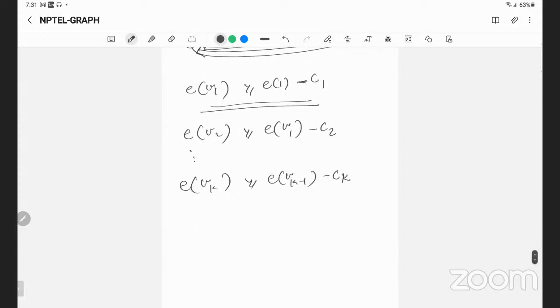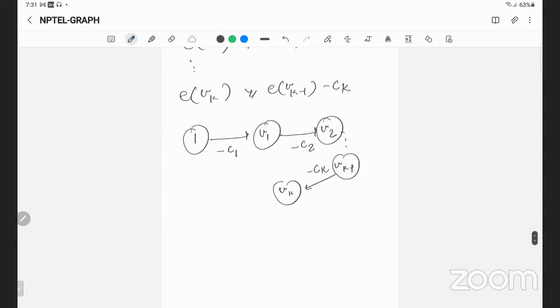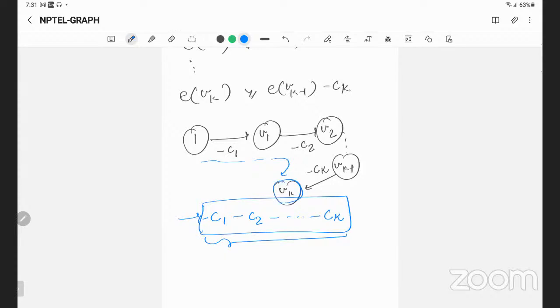And now if I add an edge from 1 to V1 with weight minus C1, V1 to V2 with weight minus C2, and at last an edge from Vk-1 to Vk with weight minus Ck. So if now I traverse from vertex 1 to Vk, you can observe that the cost is minus C1 minus C2 up to minus Ck. And this is the lower bound on the value of vertex Vk, right?